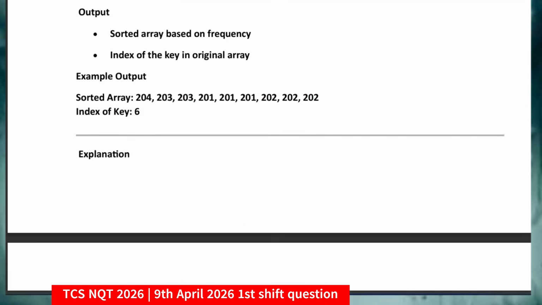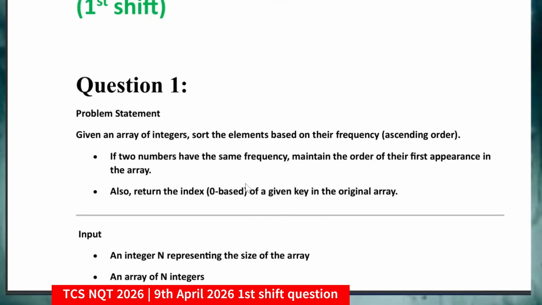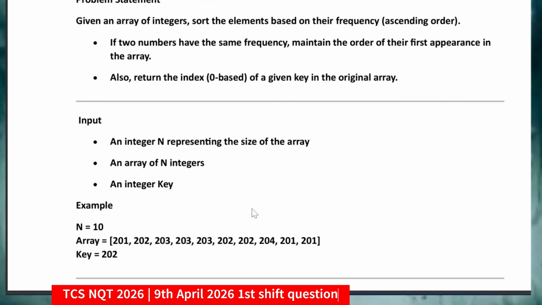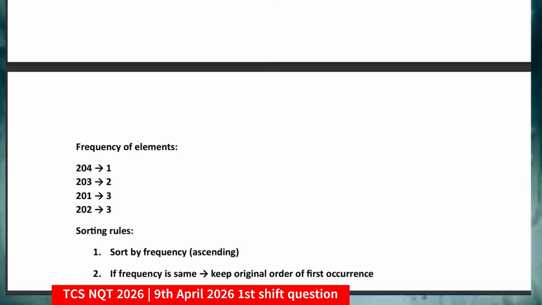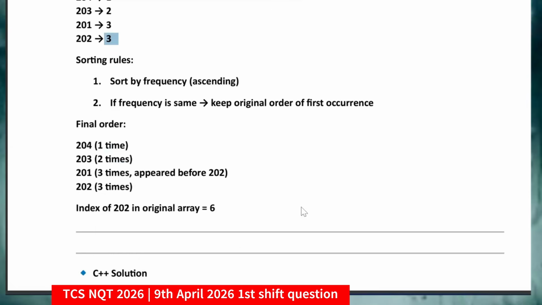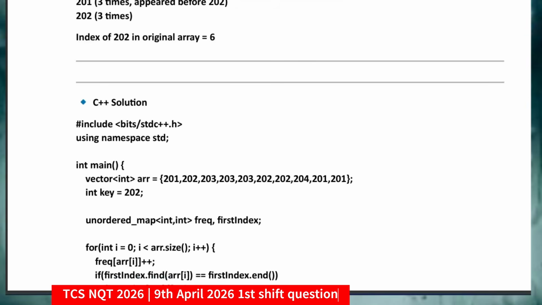I will just pause the video, and you can try to solve it by yourself. Again, you have been given an array of elements, and you have to sort the elements based on their frequency, and return the index of the key element which they are giving. For example, 204 is coming 1 time, 203 coming 2 times, 201 coming 3 times, and 202 coming 3 times. So accordingly I will sort; you can go through the explanation I have already given. I will provide this PDF in the description too.